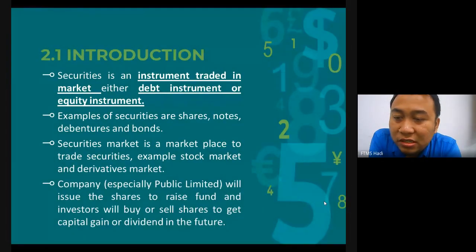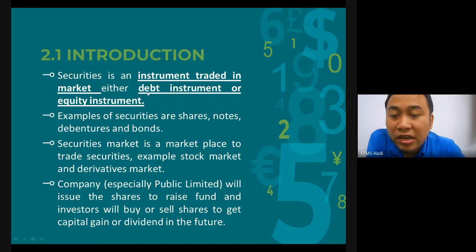Okay, introduction. What is a security? Securities are instruments traded in the market. What instrument? We're talking about financial instruments, which are financial products. Any product that relates to finance. So there are two instruments generally available. The first one is debt instrument. Debt instrument means that the transaction between one party and another party is through borrowing and lending. That means the transaction is more on the loan, on the liability side.